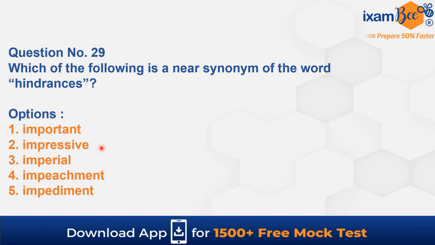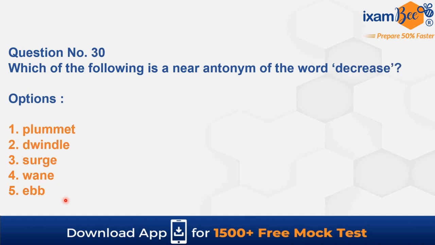Impressive, that means something that's outstanding. Imperial, that is again something that is important, right? Then we have impeachment. Okay, it's also a different word. Then we have impediments. Impediment is again what? Certain barriers or hurdles, hindrances, right? When it doesn't allow a procedure to go seamless. So fifth is your correct answer.